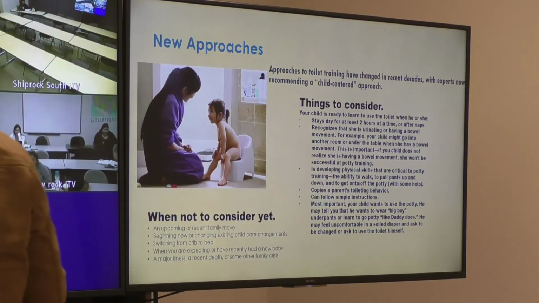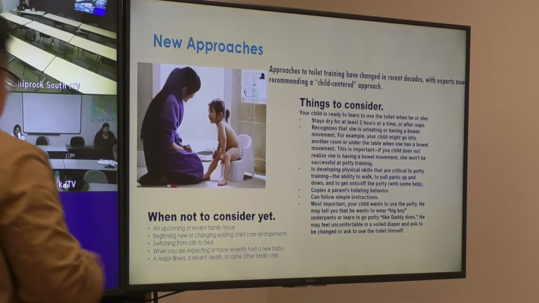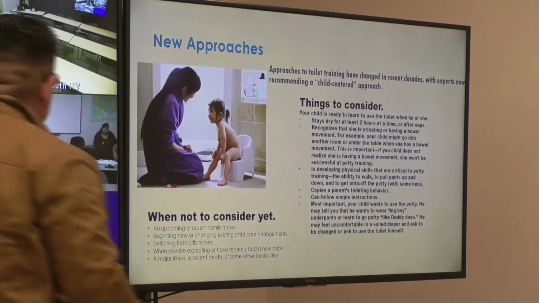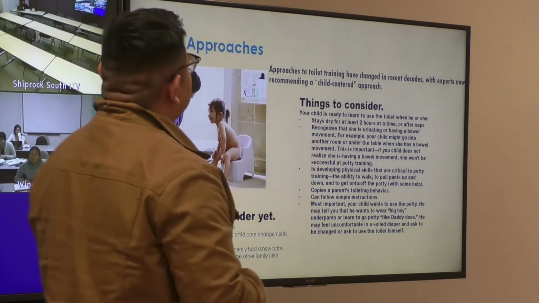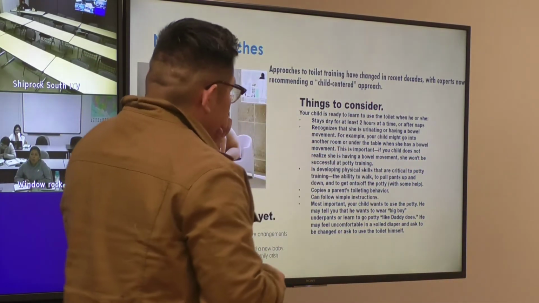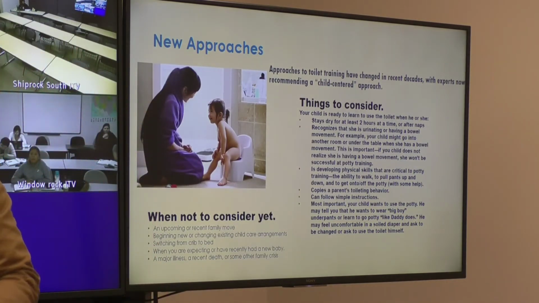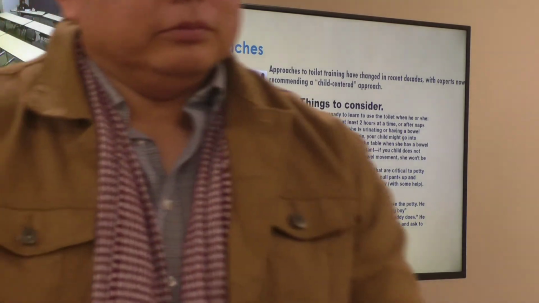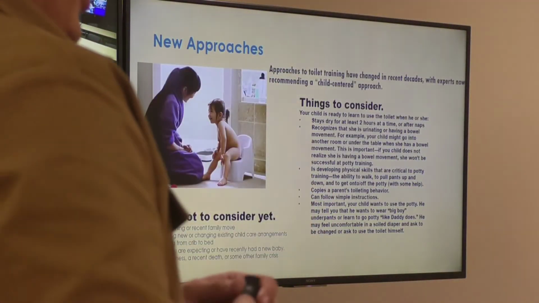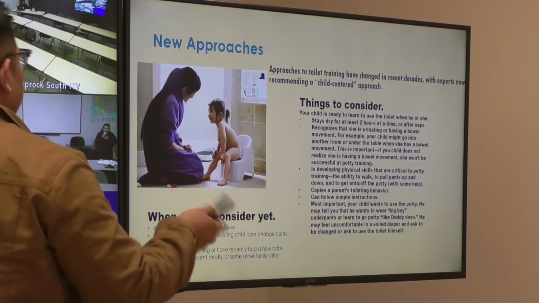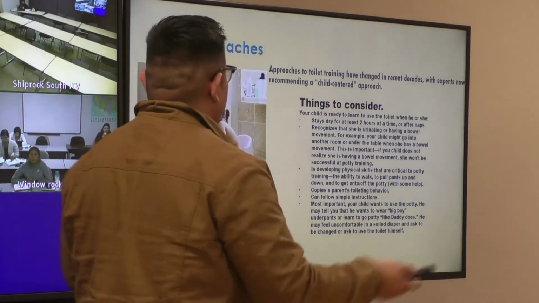So things to consider. The first one is stays dry for at least 2 hours at a time or even after a nap. Number 2, recognize that she or he is urinating or having a bowel movement. Again, one of the big things is they begin to notice that. They kind of just yell out like, poop. They kind of freak out. And then you also have the developing physical skills: the ability to walk, to pull up pants and down and get onto and off the potty.